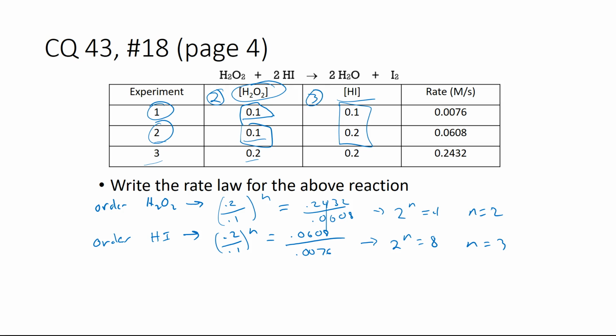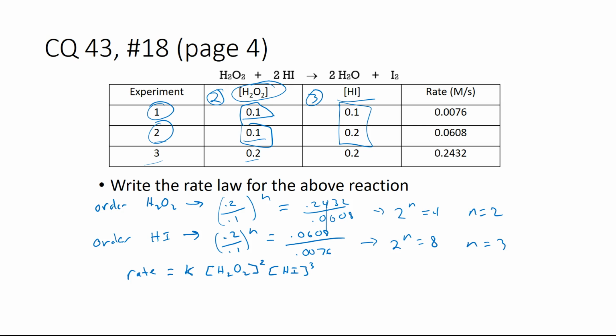Okay, so my rate law. So you guys should have notes. So my rate is going to be equal to K times the molarity of H2O2 to the second power times the molarity of HI to the third power. Okay, so there's my equation for my rate law. Now, I would like to know the rate constant, which is my value K in this case.